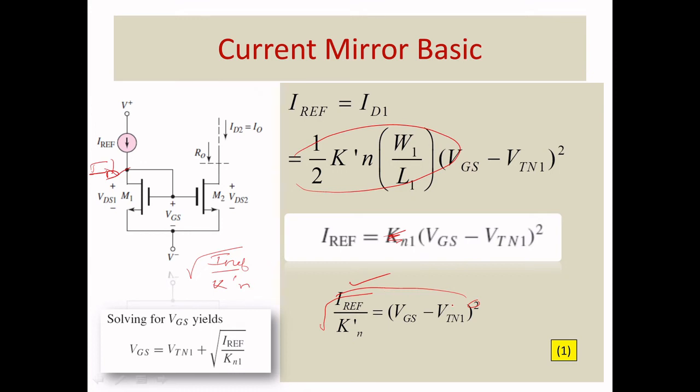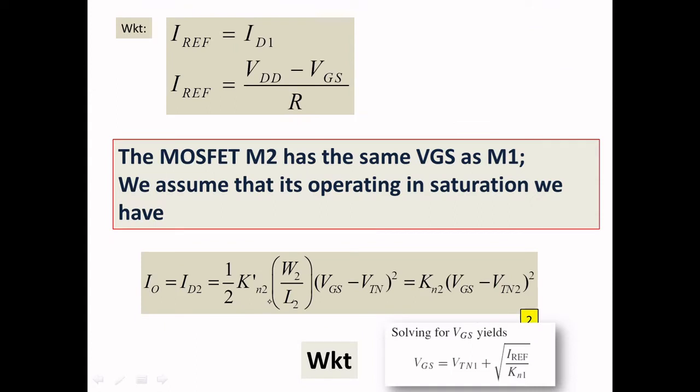So I can bring this VTN to the left side. So VTN equal to VGS. This is a very important formula, which will be used for the numericals. What you learned is that VGS can be written as VTN1 plus square root of IREF divided by KN1. Very important formula to be used in the numericals.